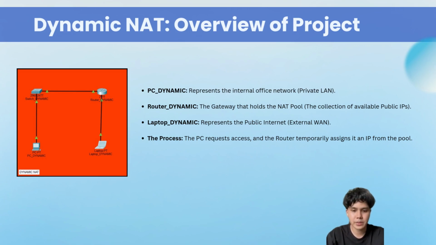So the goal here is simple. The PC on the left needs to access the laptop on the right, but it has to borrow an identity from the router to do it. So this is where dynamic NAT comes in.